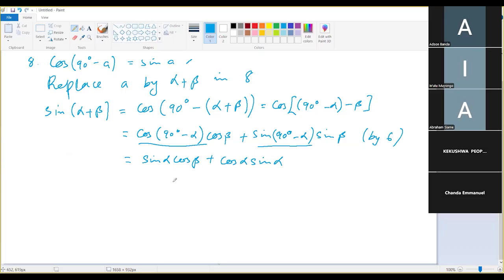Right, so what we have developed now is identity number 11. So the identity number 11 is the sine of alpha plus beta will be equal to sine alpha cos beta plus cos alpha sine beta.